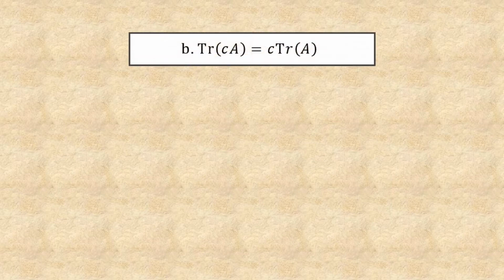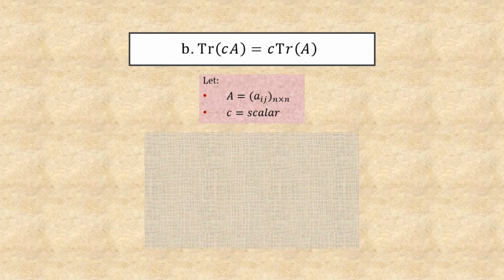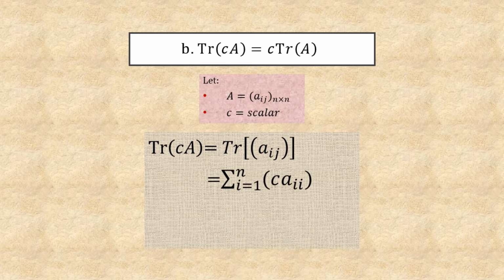Let's see the next property. Trace of CA is equal to C trace of A. So, let A is equal to Aij of order n cross n, and C is the scalar. This is the solution. Trace of CA is equal to trace of C Aij, which is equal to the summation over i is equal to 1 to n of C Aii, which is equal to C summation over i is equal to 1 to n of Aii, which is equal to C trace of A.